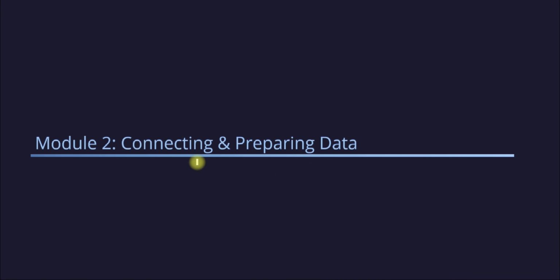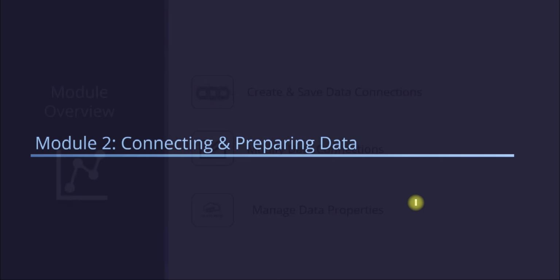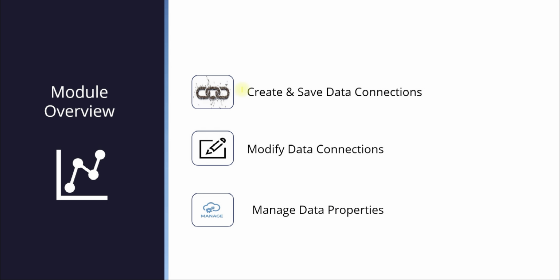Now, let's start with module 2, that is connecting and preparing data. This module focuses on creating and saving various data connections in Tableau. Once the data connections are done, how to modify those data connections and then manage all the data properties of connected data to make it look good for our dashboards.